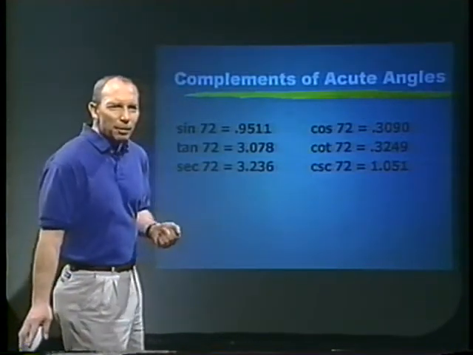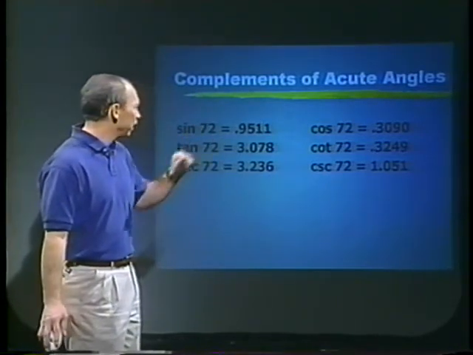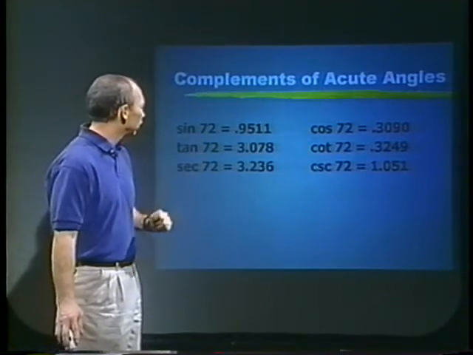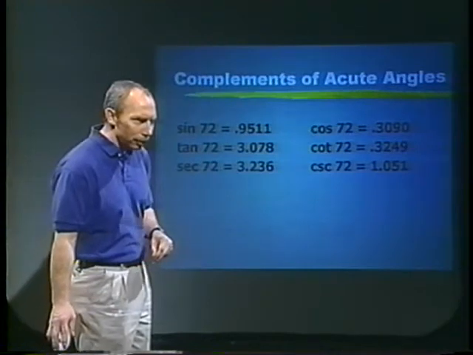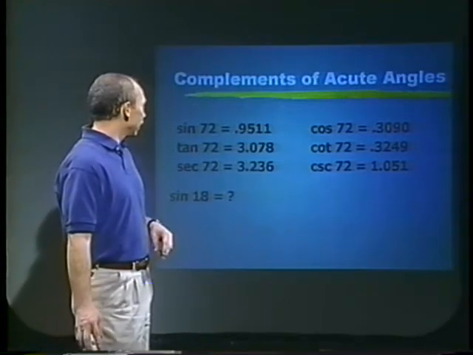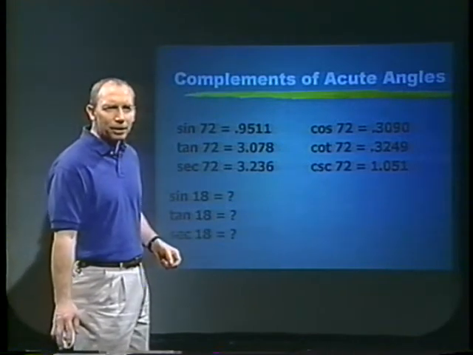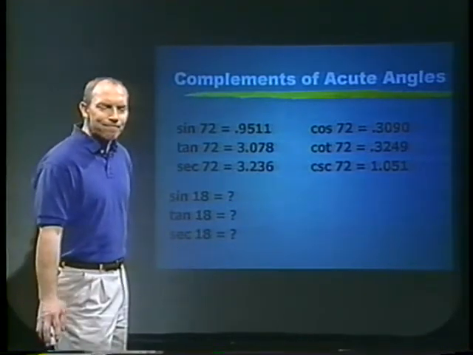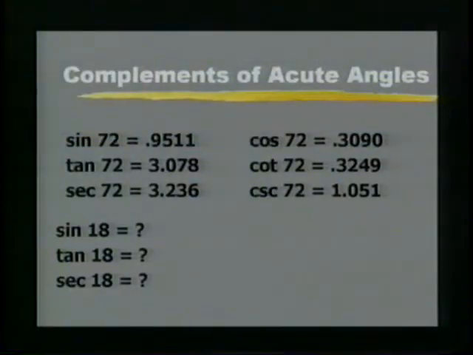What kind of a problem could I give you? Where would you get a problem like this, perhaps? Given all these fancy numbers, I know the sine of 72 is, et cetera, the tangent of 72. And someone said, well, listen, I need you to find, you don't have a calculator. Maybe Batman didn't have it on his belt that day. Could we find the sine of 18 using those numbers? Could we find the tan of 18? Could we find the secant of 18? I'll give you a hint. 72 and 18 make 90. That means they're complementary. Well, I could find the sine of 18.